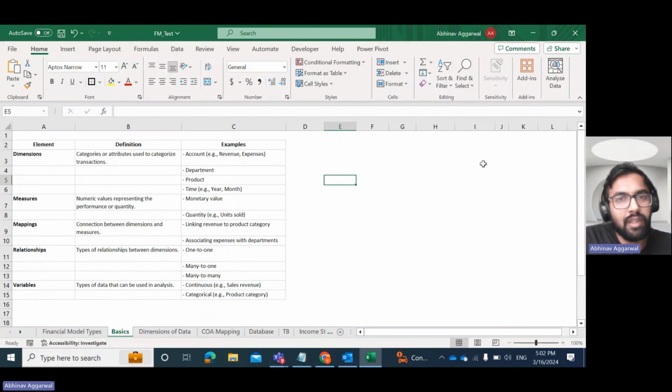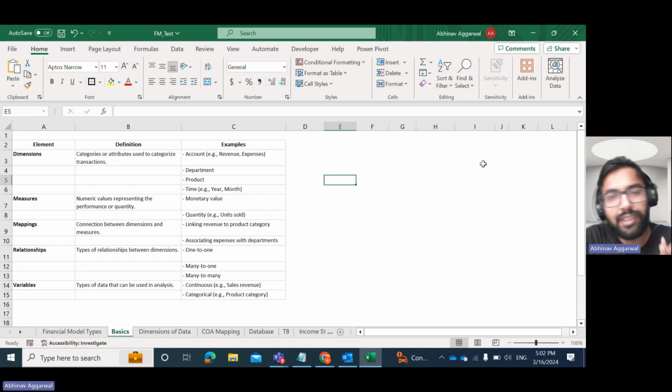In this video, we will be learning about basics of data modeling. It is very important for you to have a detailed understanding of the data elements before you construct any financial model. The different types of financial models that I mentioned in our previous video, you will be able to achieve that goal only if you understand your data.